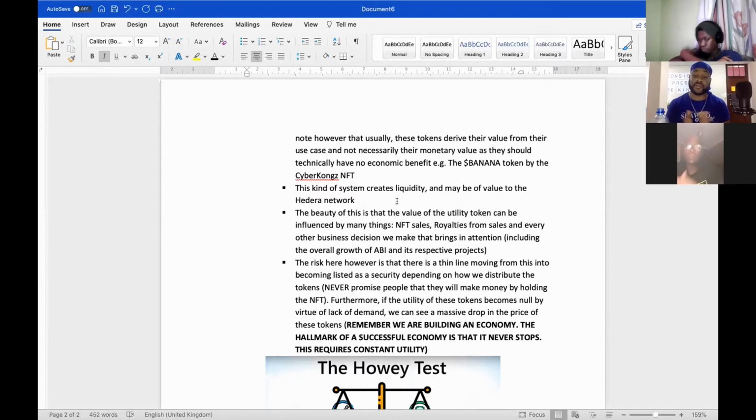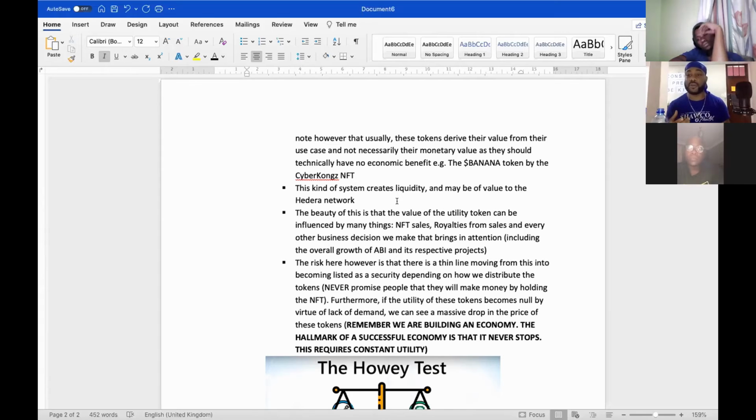Remember, something I've emphasized a lot in our previous talks is the fact that we are building an economy. The hallmark of a successful economy is that it never stops. What that requires is constant utility and productivity in it. So the ways that we create utility for these particular tokens is going to be very important. People need to want to continue building the project with us, because if they don't, then the economy stops. And if the economy stops, the overall price of whatever utility token and the native project it's built on, being Hashbits, and the bigger overarching project, being Hedera, gets affected by that.